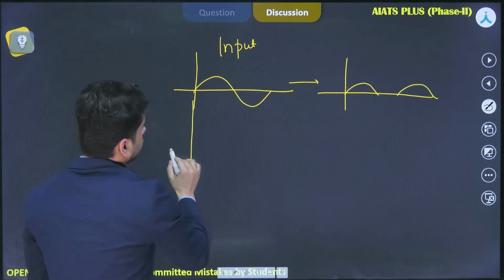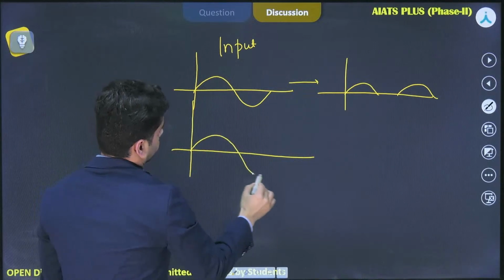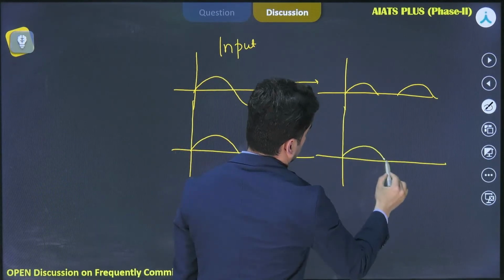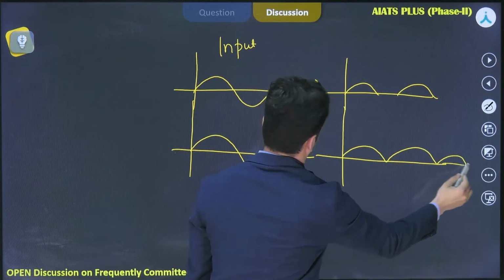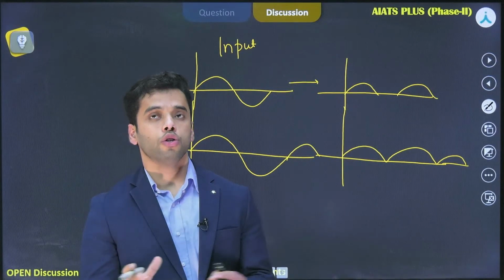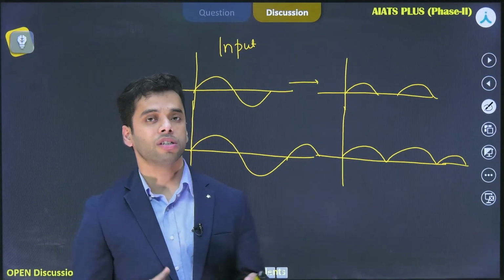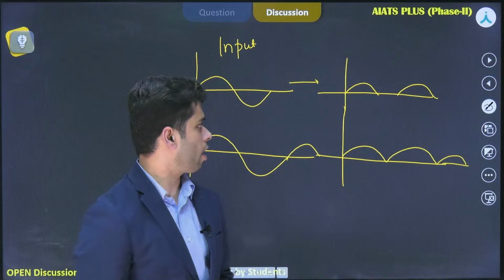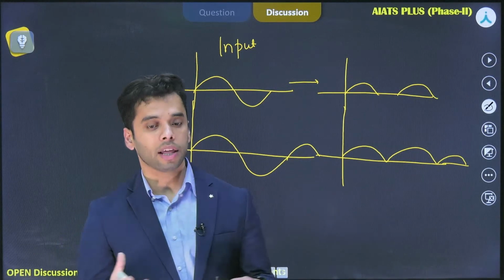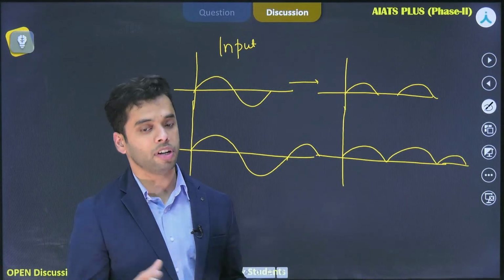And suppose that you have a full wave rectifier. You will get the output like this. So I hope you are clear about the difference between the full wave rectifier and the half wave rectifier. Yes, you will get the output in every cycle.